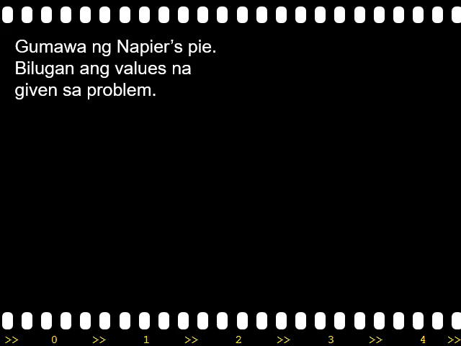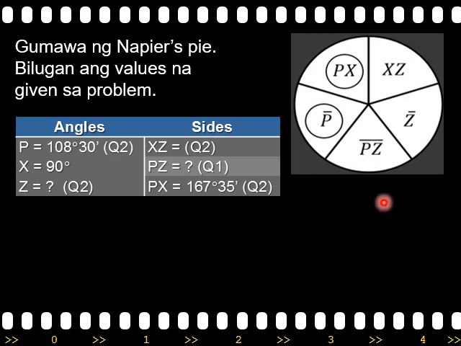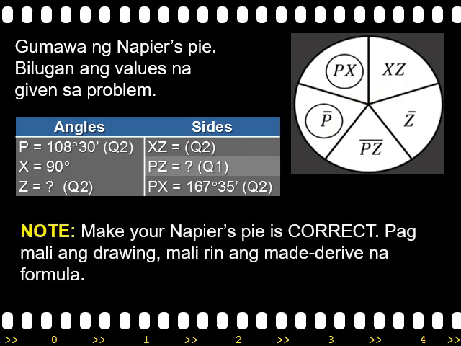Okay, next step. So, gagawa ulit tayo ng Napier's Pi. So, bibilugan din natin yung values na given sa problem. Okay, so ito na yung Napier's Pi na ginawa natin, no? So, si PZ, since siya yung hypotenuse, siya yung una nating ipa-plot. And then, the two angles, P and Z. So, lahat sila may bar. And then, make sure na yung sides, hindi siya katabi ng kanilang mga opposite angles. Ayan. So, si PX, hindi niya katabi si Z, and then si XZ, hindi niya katabi si P. Okay, again, you have to make sure that the Napier's Pi is correct kasi pag mali ang drawing, mali na naman ang pagde-derive ng formula.